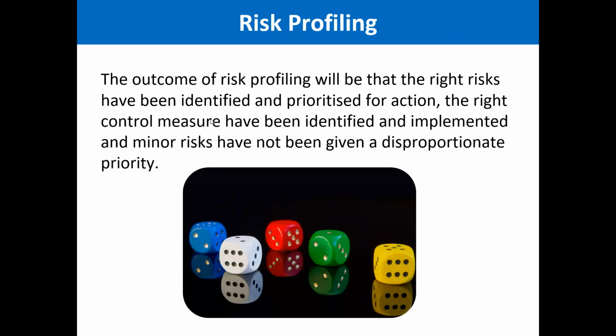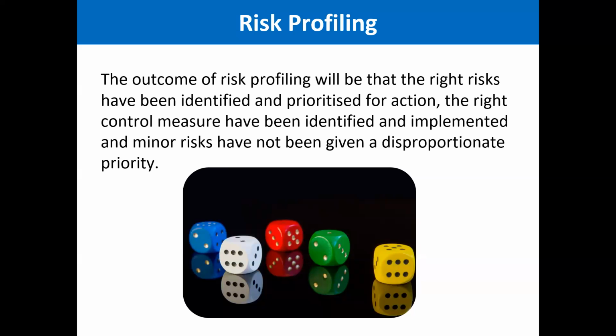What is the outcome of risk profiling? Basically, the outcome of risk profiling will be that the right risks have been identified and prioritized for action, which means you will not give disproportionate importance or priority to low risks. The right control measures have been identified and implemented, and minor risks have not been given disproportionate priority. When you prioritize certain risks, you need to give more priority to major risks. Minor risks, which will not cause serious harm, or when the risk is low, need to be given less importance. Major risks, which are immediately threatening to the organization, which can cause serious disruption and can result in catastrophes, must be given very high priority. So this is the main purpose of risk profiling.